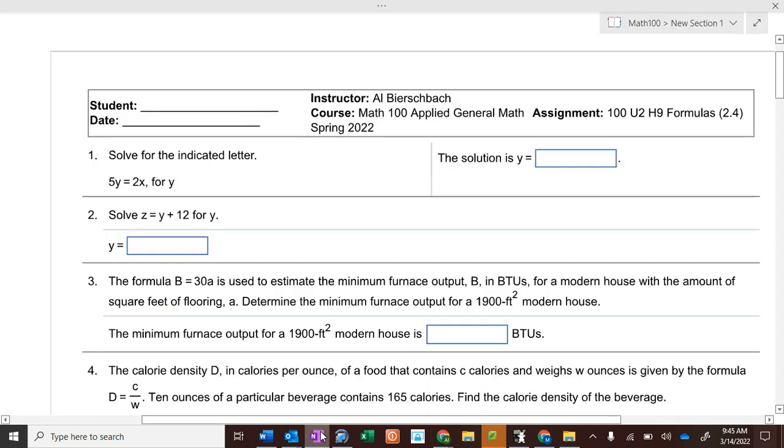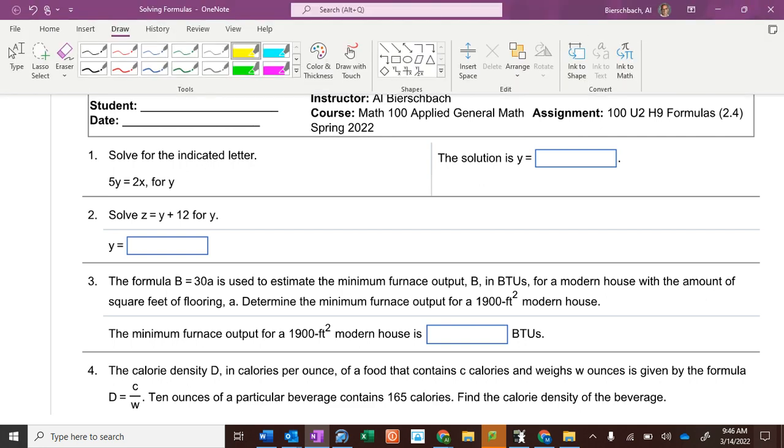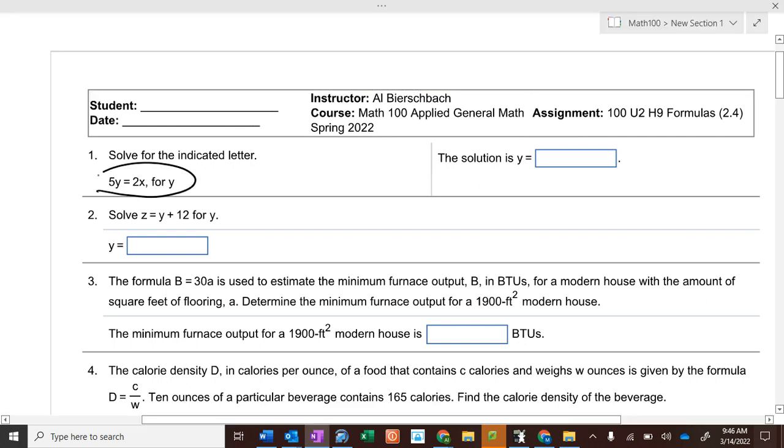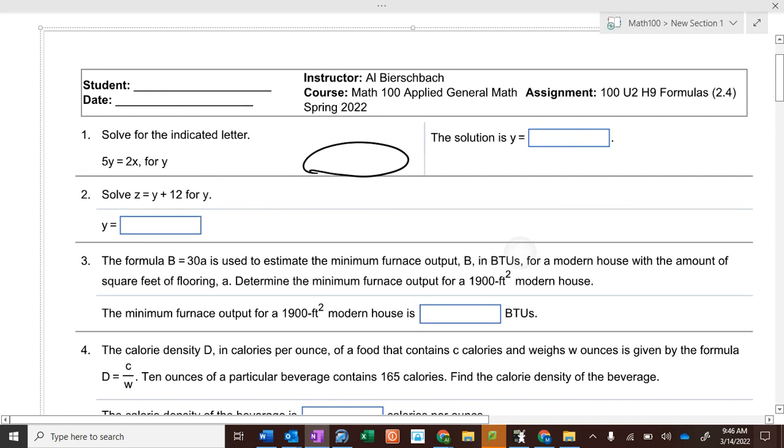Okay, so today we're going to work with solving formulas. Okay, so in this first one, I guess I got to get back to a marker. Okay, sure. So you blind people back there can see.